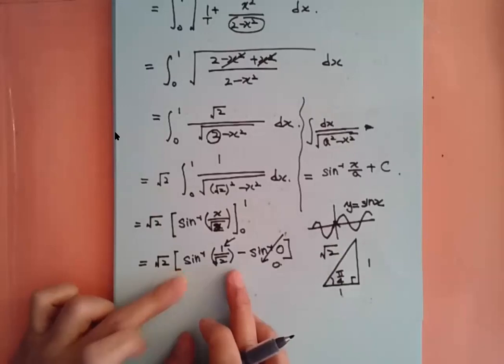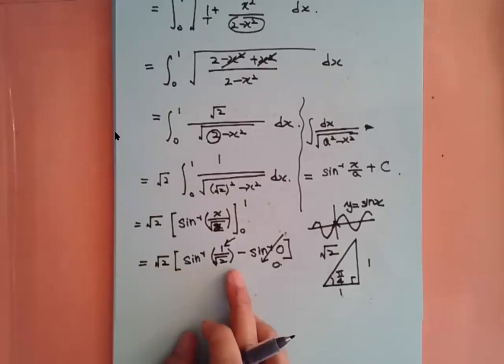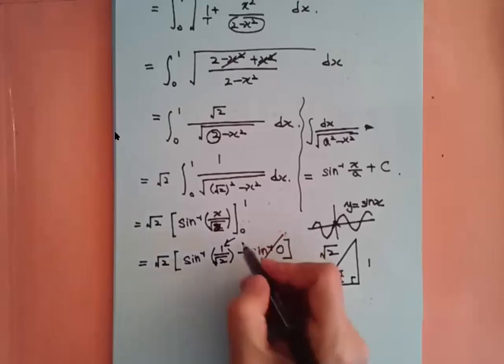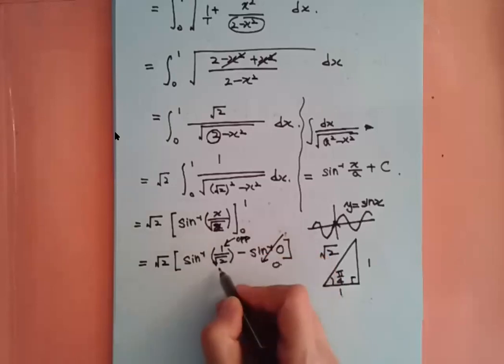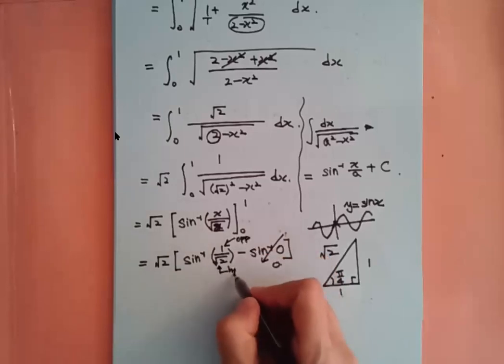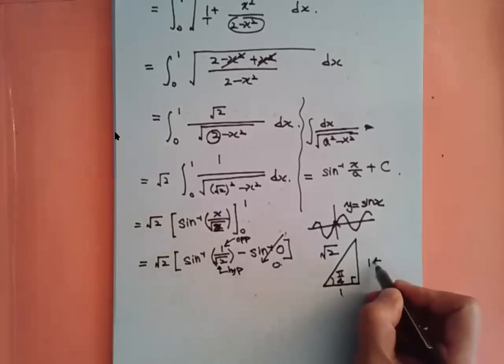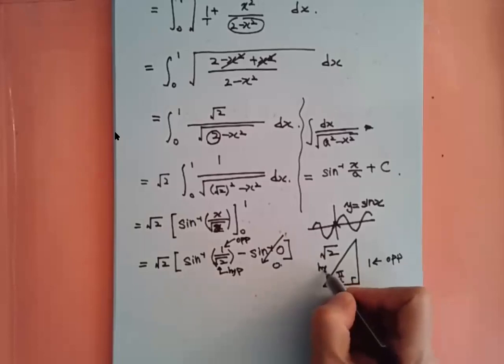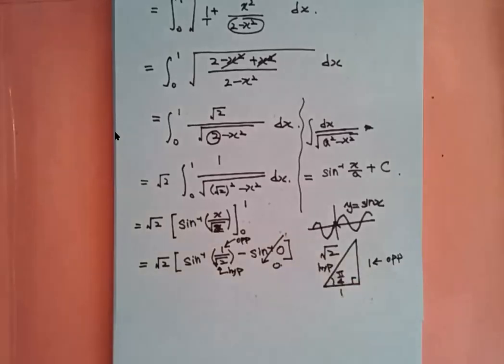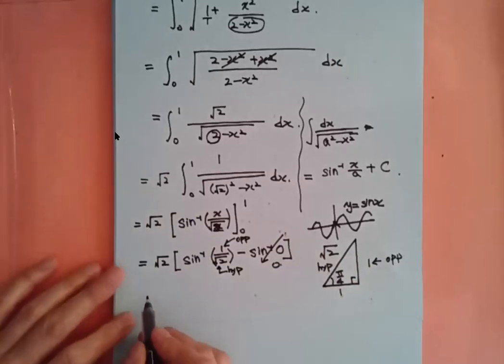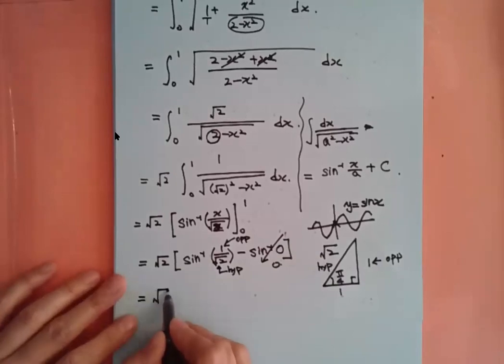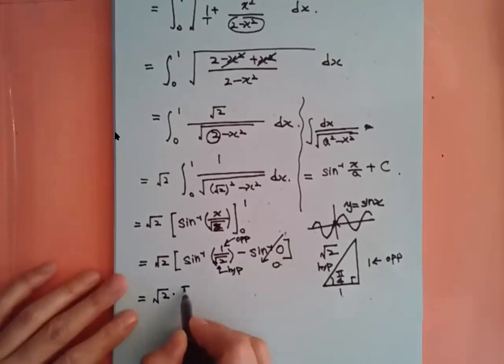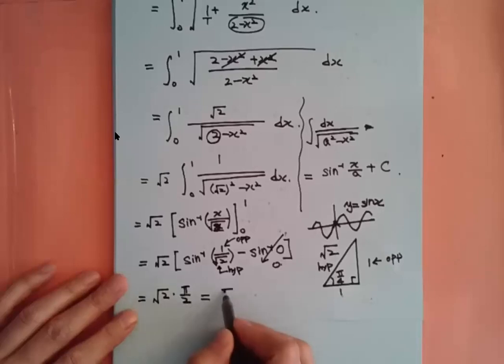That is the angle which is located in the first quadrant. And this is opposite, and square root of 2 is the hypotenuse. So the opposite angle is pi over 4, and the triangle's hypotenuse is square root of 2. So we will use that fact, then that is square root of 2 times pi over 4. So that is pi square root of 2 over 4.